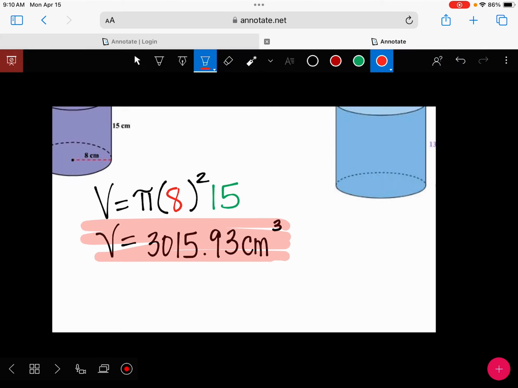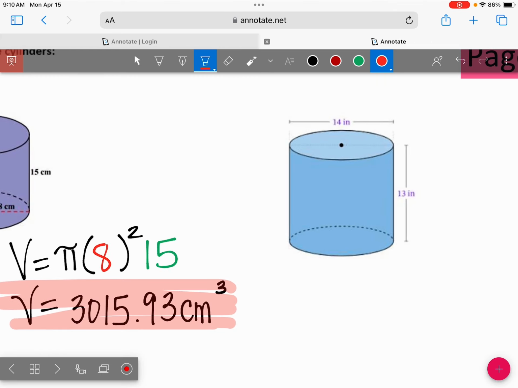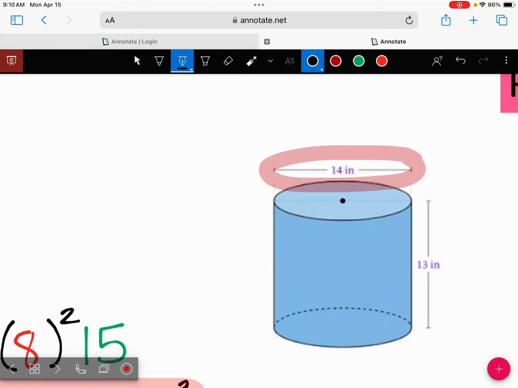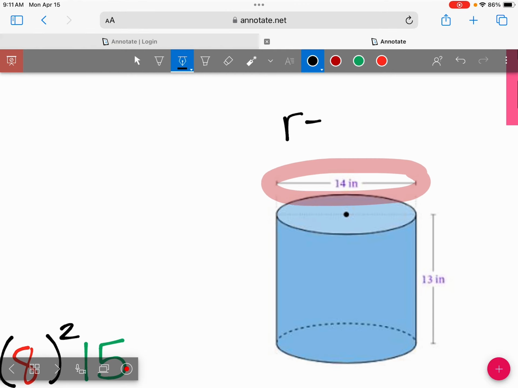3,015.93 centimeters cubed. All right, try to do this last one by yourself. But before you get started, though, raise your hand if you think this is the radius. Who says it's the diameter? I agree. So to find the radius, you have to divide this by 2. So radius is 14 divided by 2. So take a minute and try to finish this question on your own.